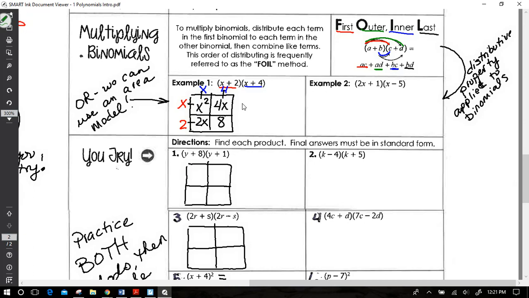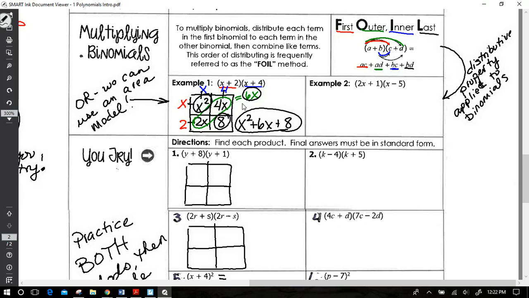And so once you have gotten the area model filled in, you will just combine any like terms that you have. So 4x plus 2x is 6x. And now I'm going to write this in descending order. So I have x squared, I have 6x after I combined, and that's positive, and I have a positive 8. And that is my final answer using the area model.